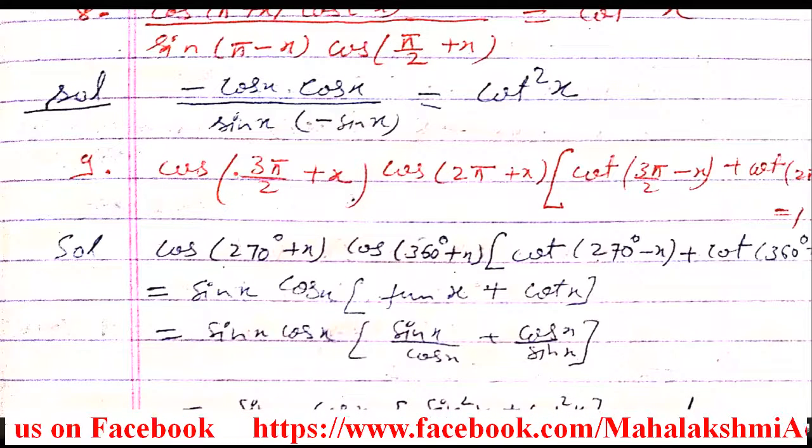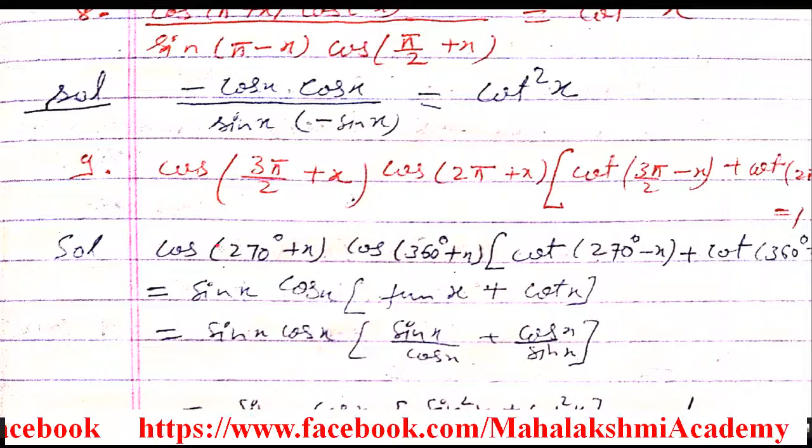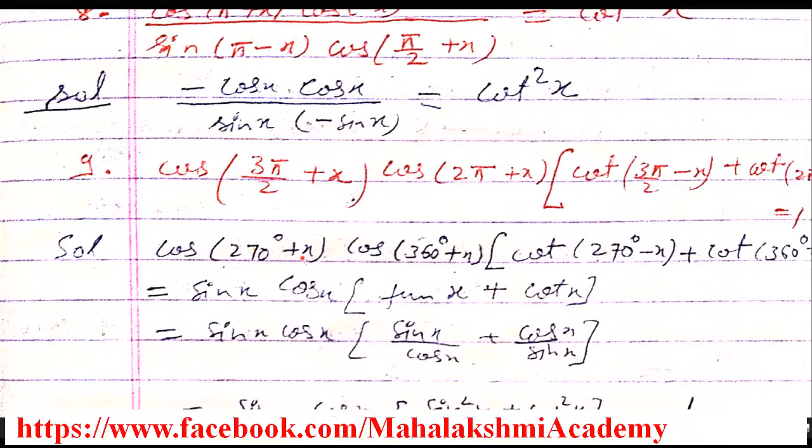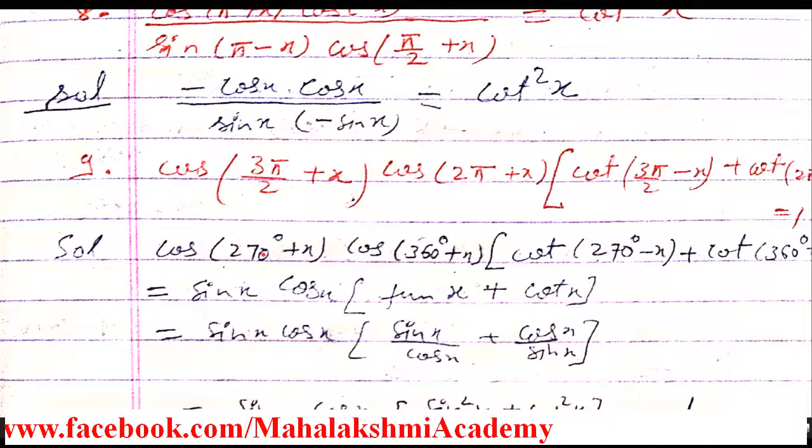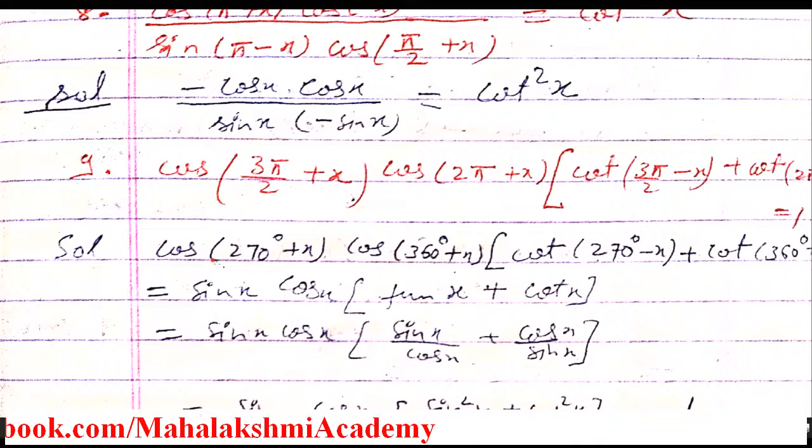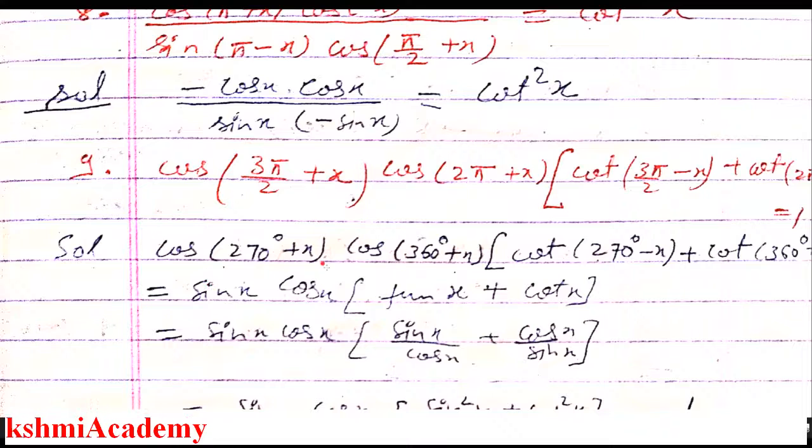That's why cos 3π/2 + x means cos 270 + x, and it will move to the fourth quadrant, and π/2 is there, so it will change. So cos will change to sin with a positive sign.